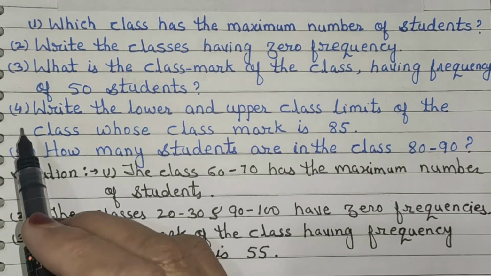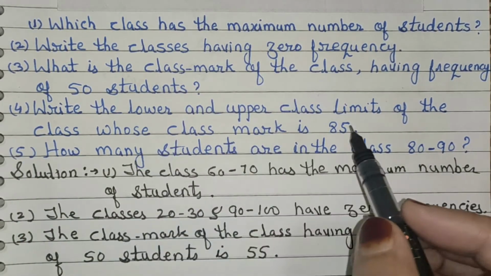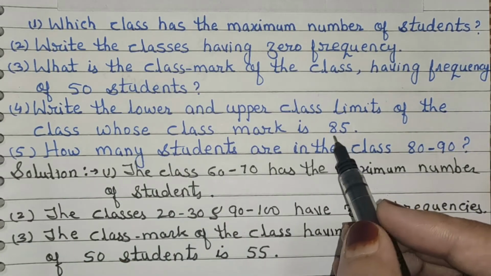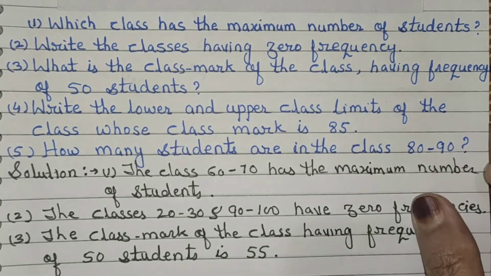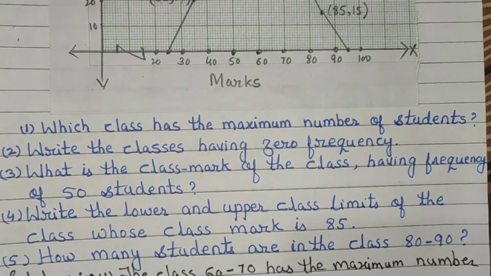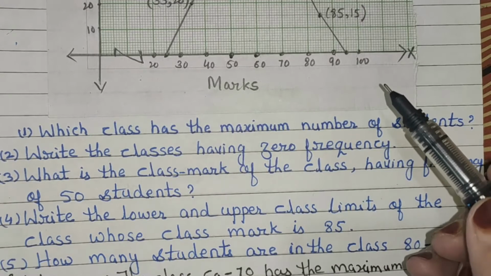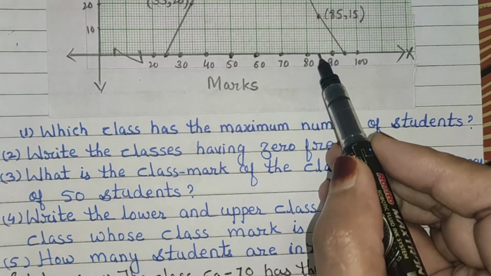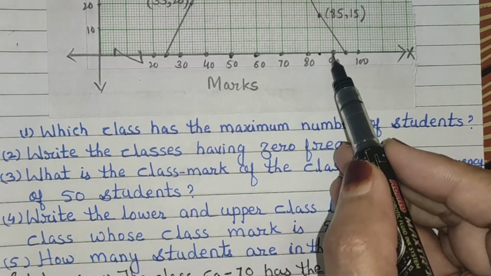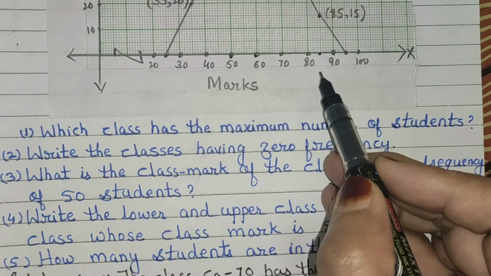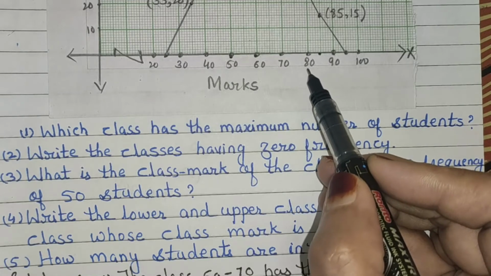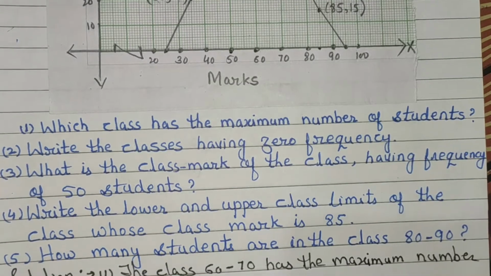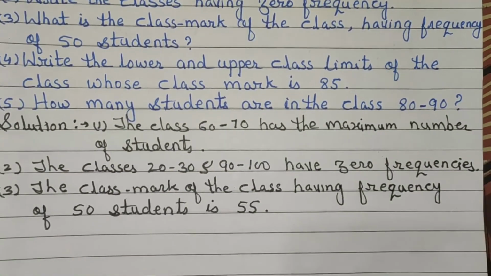Now next question is write the lower and upper class limits of the class whose class mark is 85. Now look at here classes. Now 85 is the class mark of the 80 to 90 class. Now here lower limit is 80 and the upper limit is 90. Therefore write down the answer here.